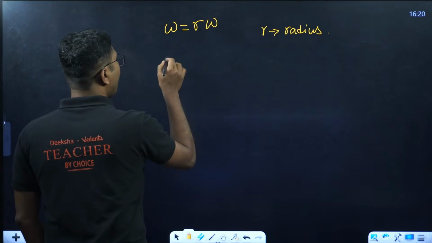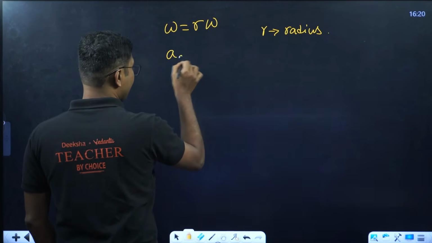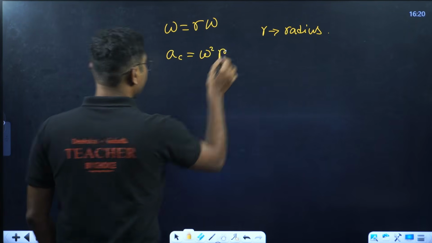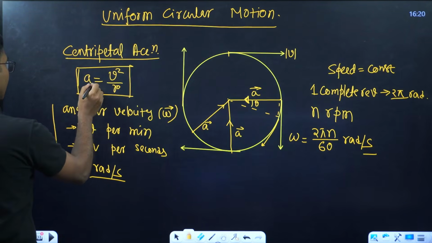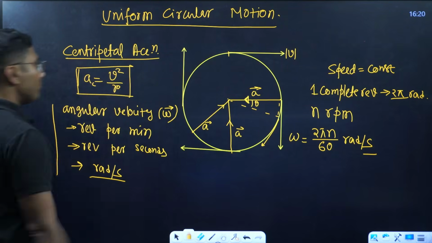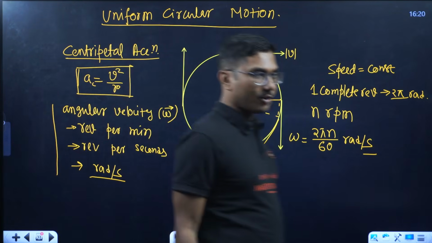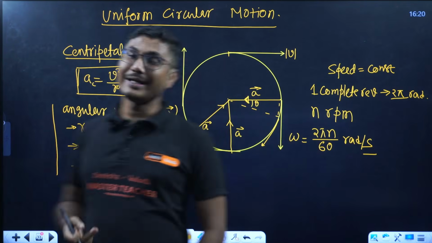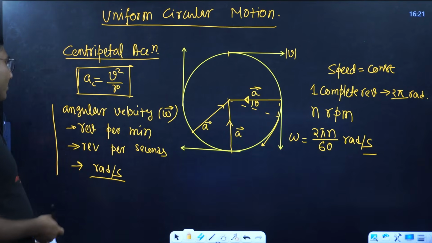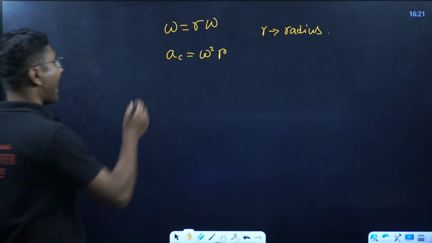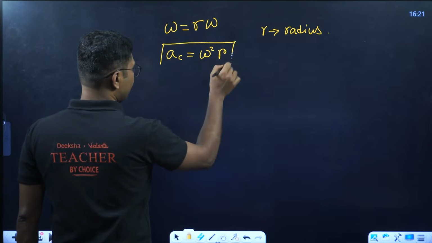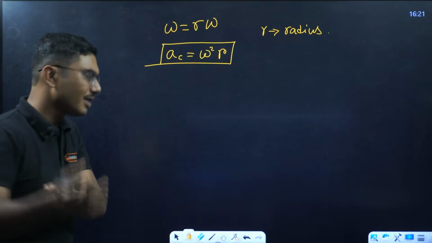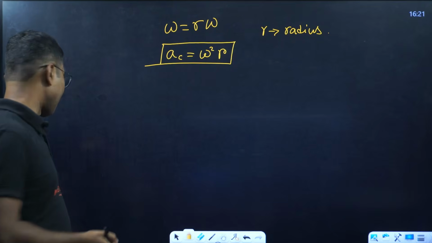Then the centripetal acceleration becomes omega square r. You just need to put the value of v from that equation. v is equal to r omega, one of the r's will be cancelled, you get omega square r. This is the centripetal acceleration. Okay, not angular acceleration. Angular acceleration, etc., we will learn in the angular motion chapter.